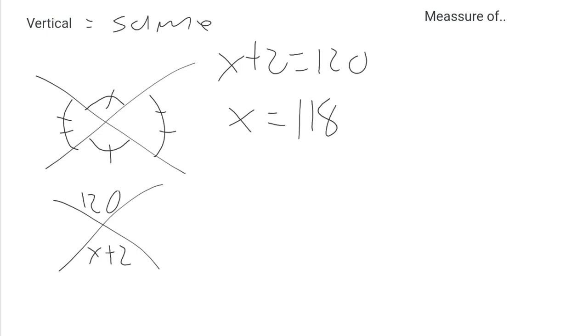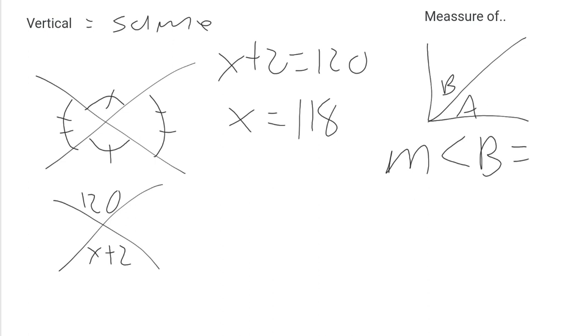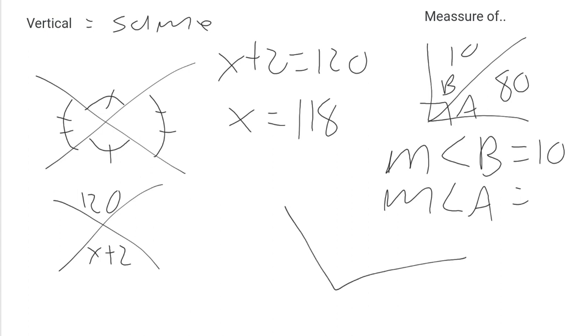And then the last thing is when they say a measure of, they might give you an angle, and then they'll say this is A, this is B. So they'll say the measure of angle B is 10. What is the measure of angle A? And let's say that this is complementary. So that means that B is 10, and then A would be 10 plus 80 to add up to 90 degrees.